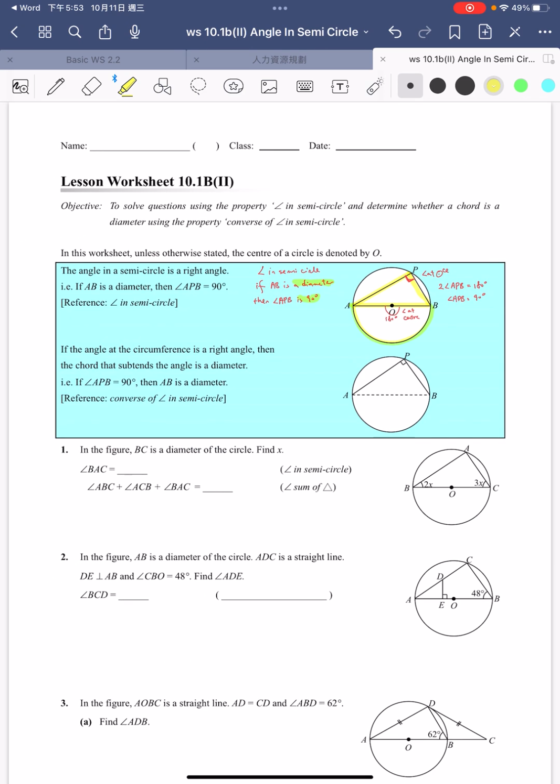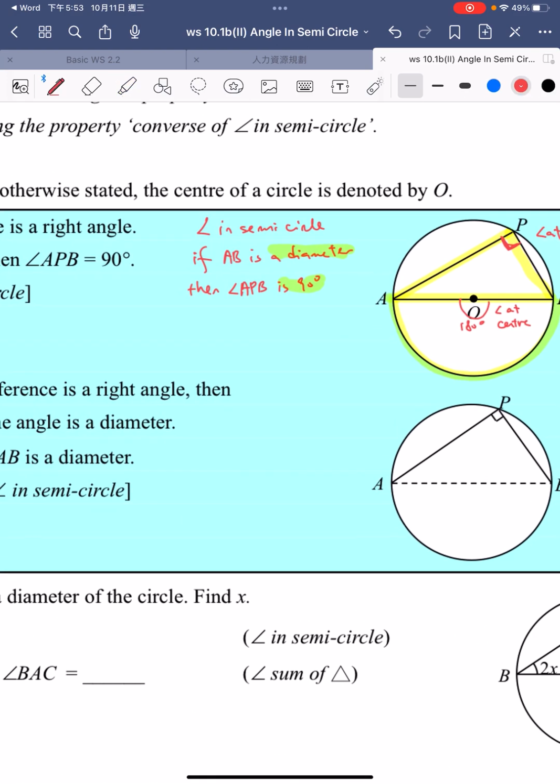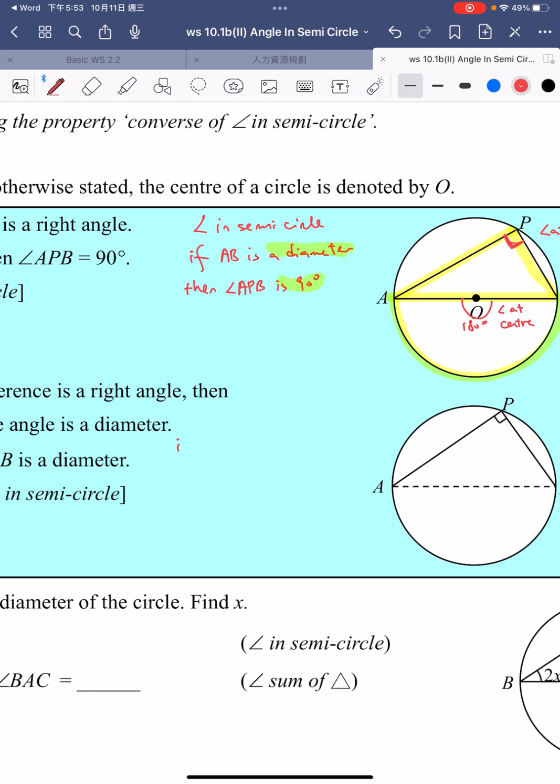So what's the next theorem about? It's actually the converse of it. You reverse the condition and the result, so we can say that if the angle APB is 90 degrees, then AB is the diameter.